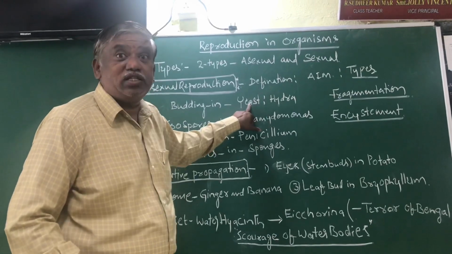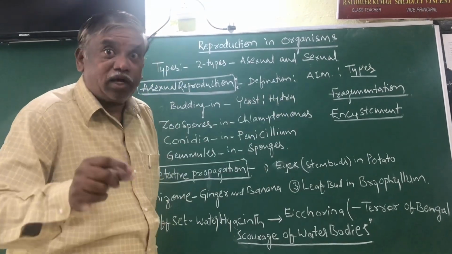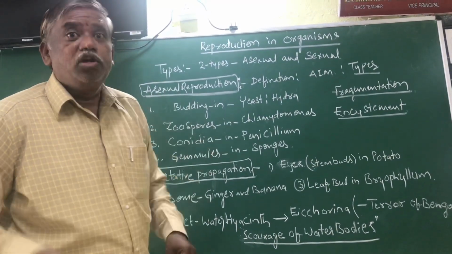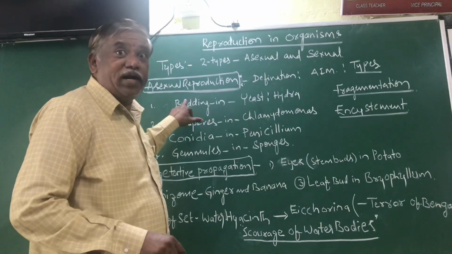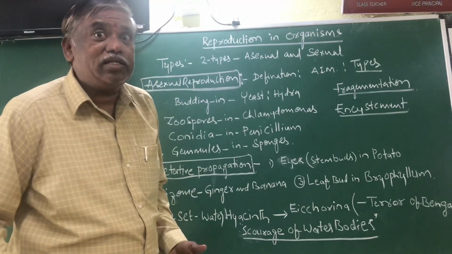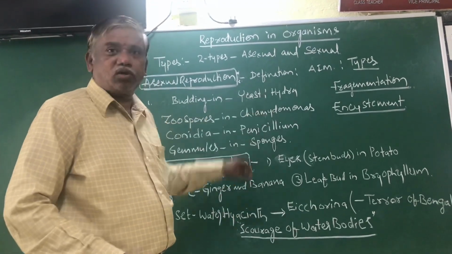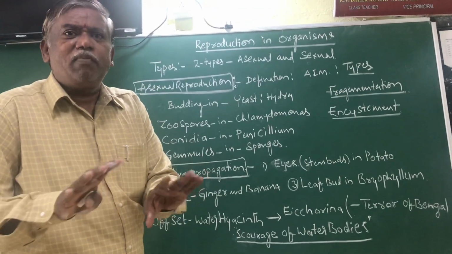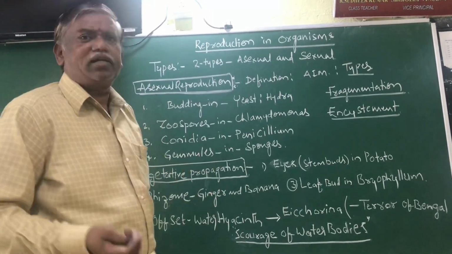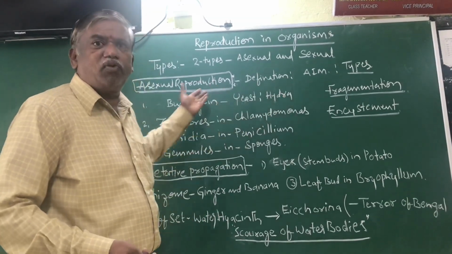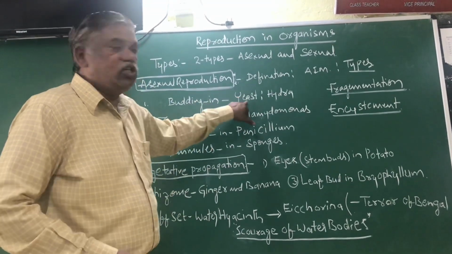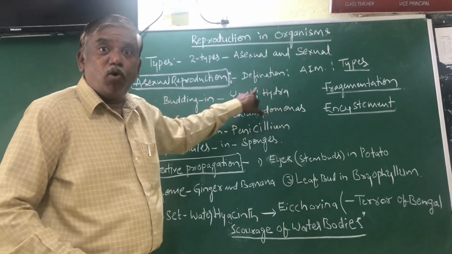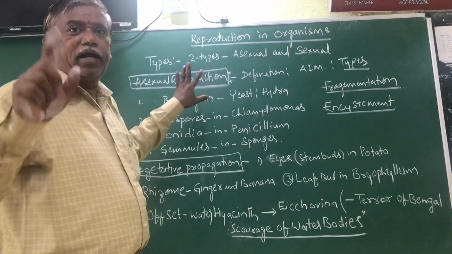But yeast is unicellular, hydra is multicellular. Sometimes the examiner will specify: give an example of budding in a unicellular organism. You must give yeast. If it is multicellular, give hydra. Simply, without saying multicellular or unicellular, you can give either hydra or yeast as an example for budding. Once again, yeast is a unicellular fungus. Hydra is a multicellular animal which belongs to the Cnidaria. Both are examples for budding.